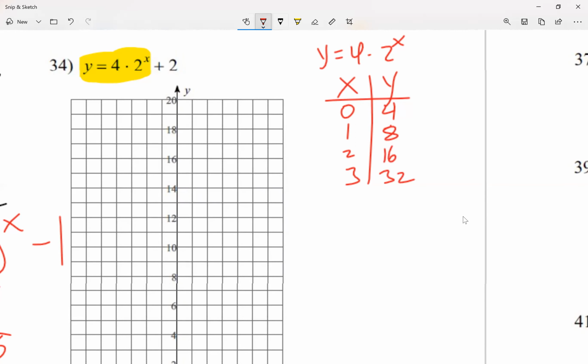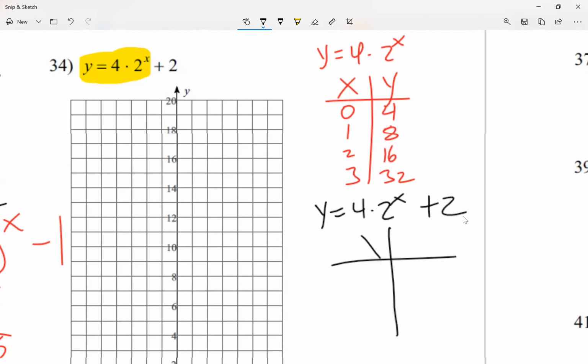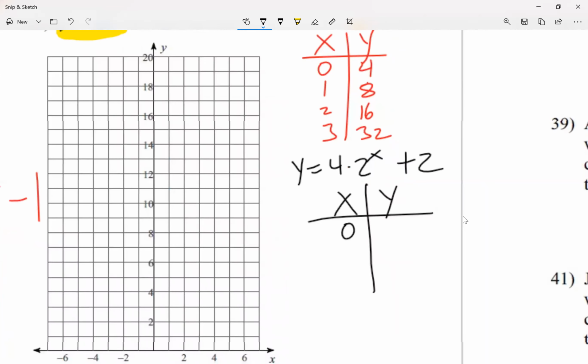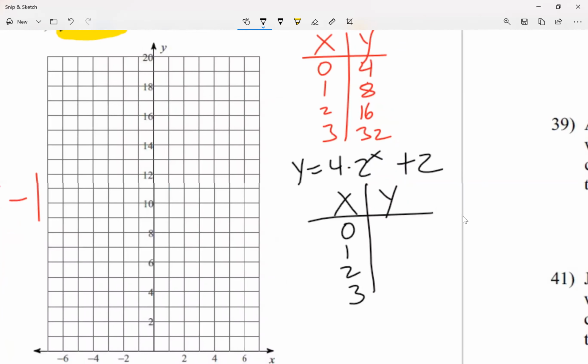Now let me think of the whole function. y is equal to 4 times 2 to the x plus 2. All right, the plus 2 at the very end basically says on my x and y table, I'm going to add 2 to y. So leave the x's alone. So my x values are going to be 0, 1, 2, 3. My y values, remember I have to add 2. So my y values are going to be 6, 10, 18, 34.